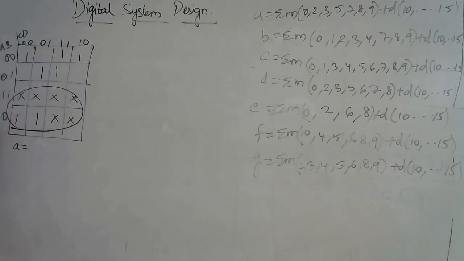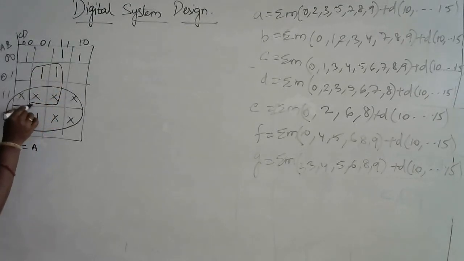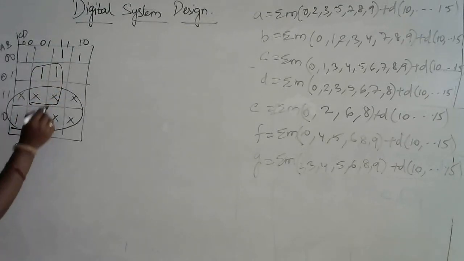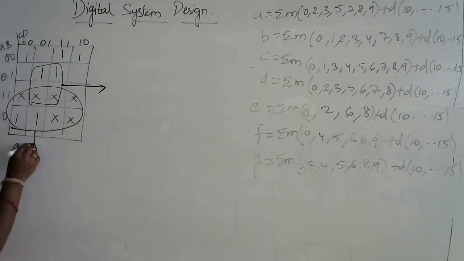These are the 2 rows. Among these two, A is common, so A. And if you observe here, we are having 2 ones. So you can make these 2 ones with these 2 don't cares as one quad. This is the expression for the octet.